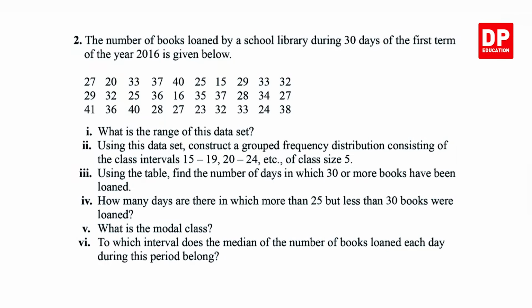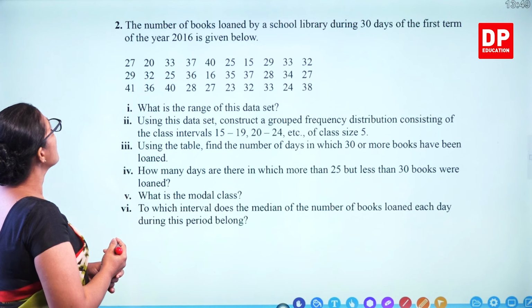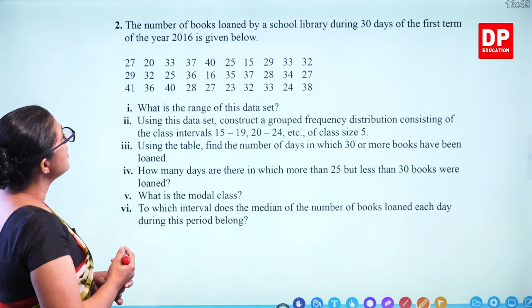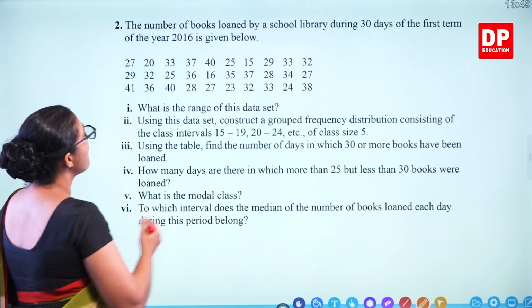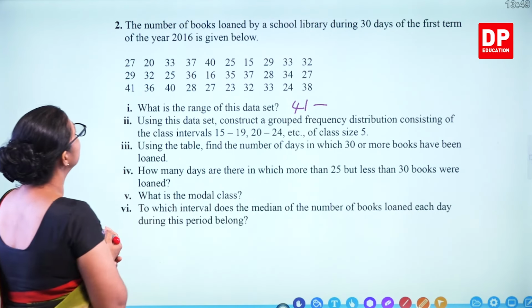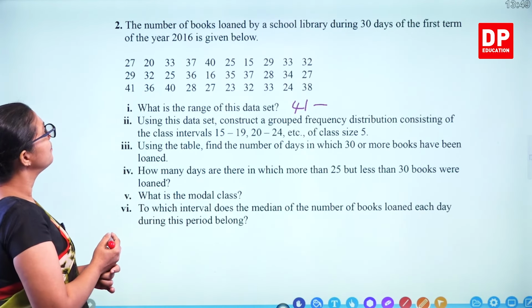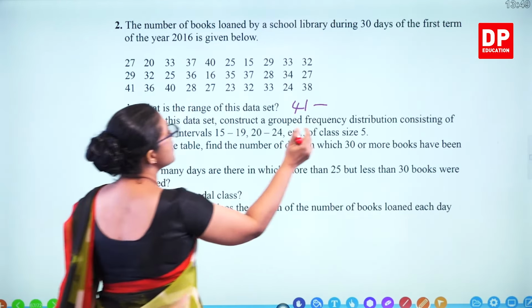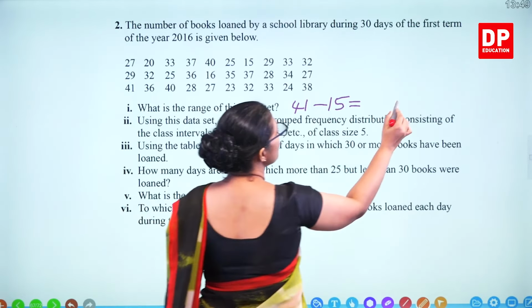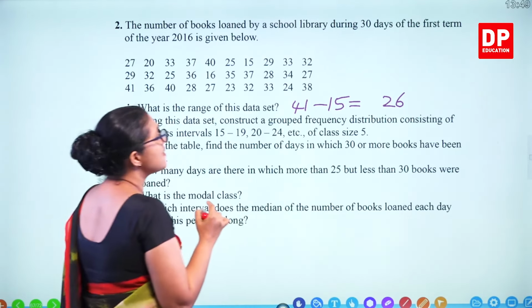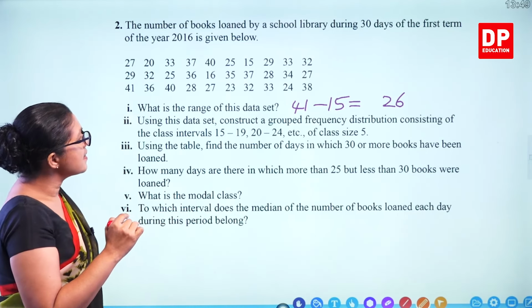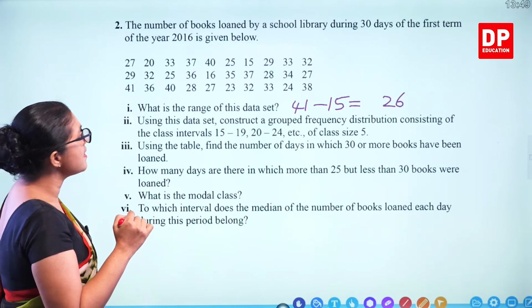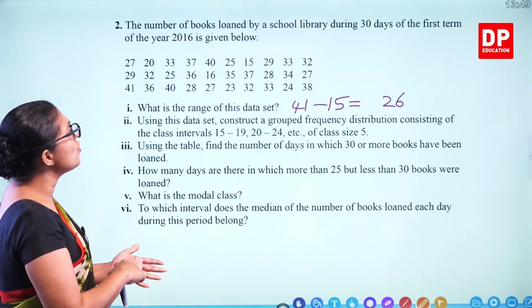The number of books loaned by a school library during 30 days of the first term of the year 2016 is given below. What is the range of this data set? Highest is 41. Lowest? 20? No, 16, 15 is there. So 15 is the lowest. Subtract. 26 is the range.